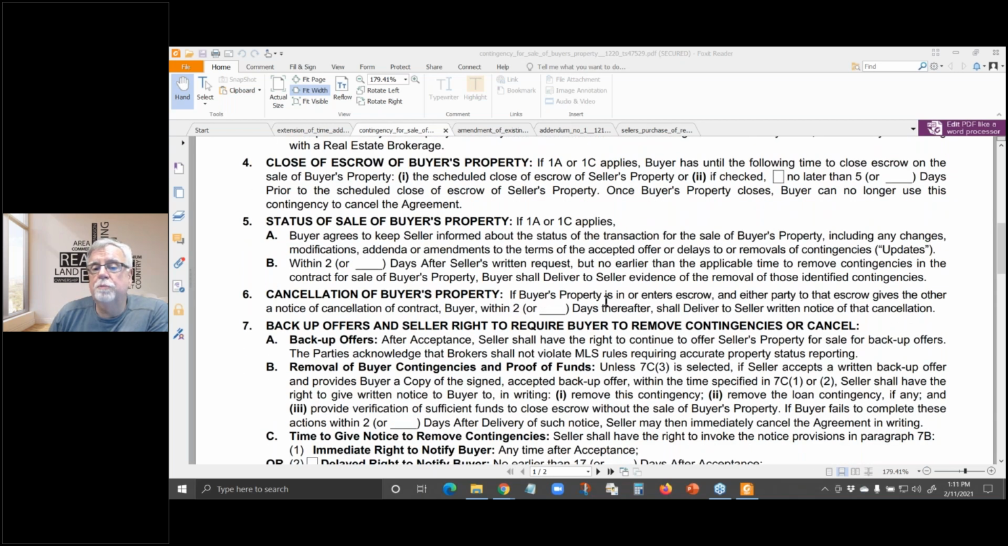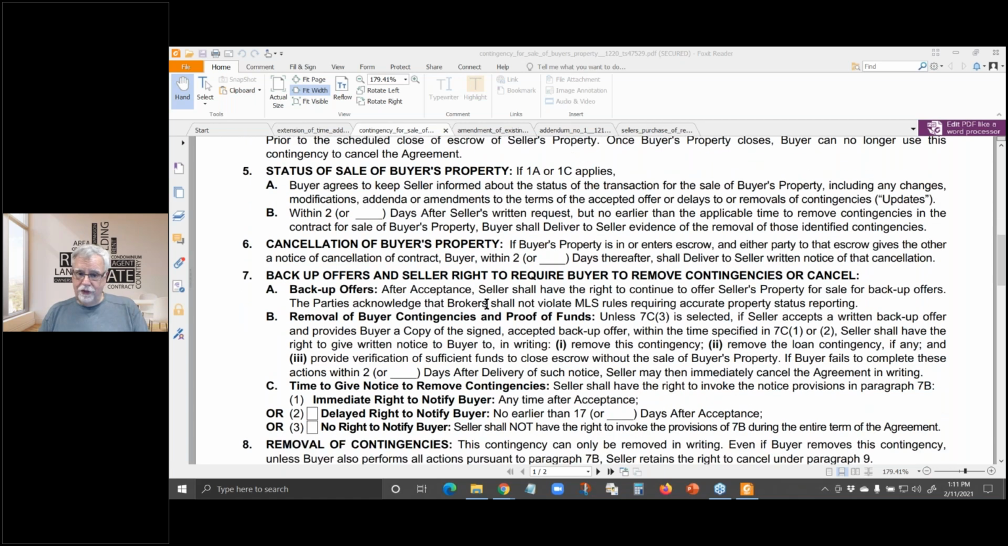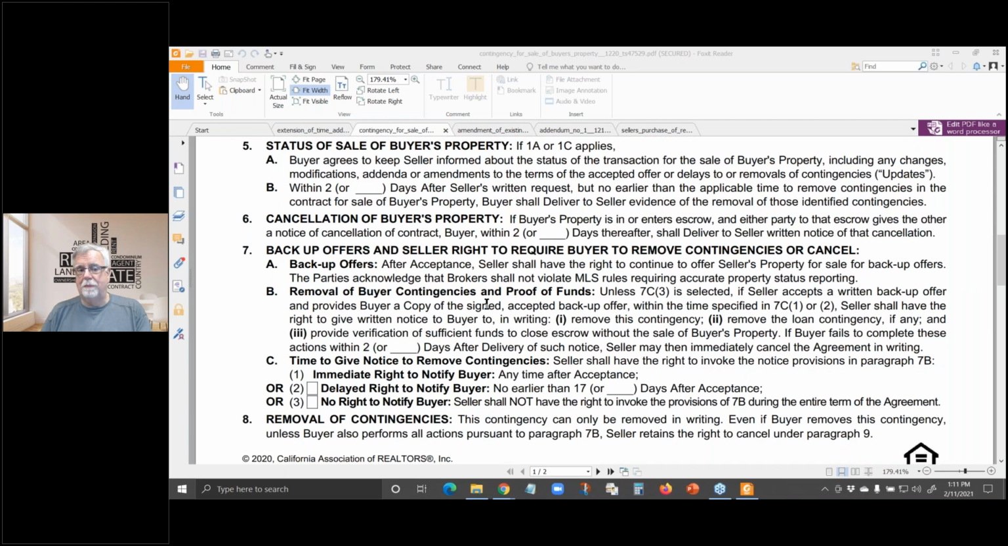Cancellation of a buyer's property is in or enters escrow, and either party to that escrow gives the other a notice of cancellation. Buyer shall deliver to seller written notice of that cancellation, right? Which means if it falls through, you're not going to get anything. Now, the difference between this and the replacement property is that this allows the seller on the replacement property to continue to offer it for sale and to take backup offers.